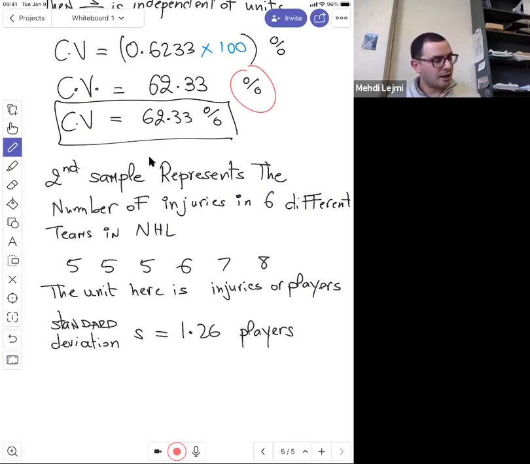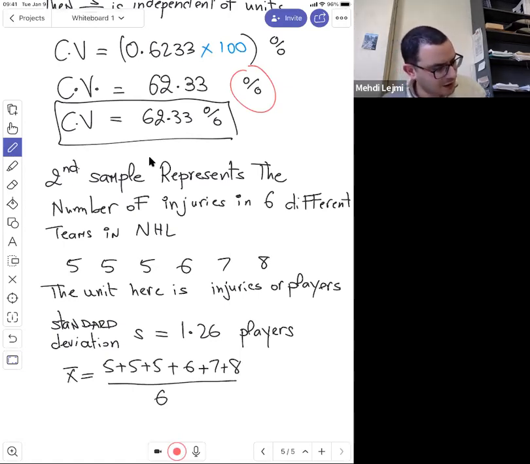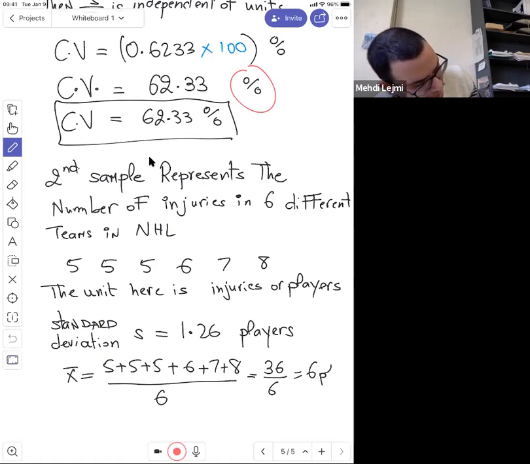Okay. And X bar of this sample. Again, it's just 5 plus 5 plus 5 plus 6, 7 plus 8 over the number of teams. We have 6 different teams, so over 6. And I think it's going to be 15, 21, 36, right? I think it's 36 again over 6. So the mean is 6 players.